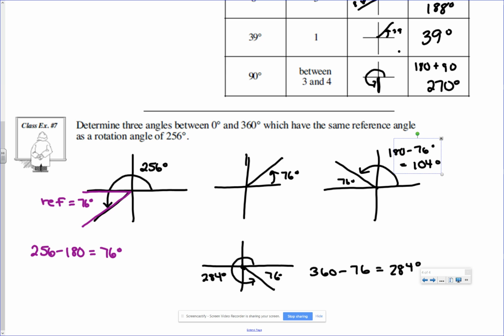For the homework, check the PDF file to see what questions have been assigned as practice out of your workbook, and make sure you know how to find a reference angle, and you can draw a standard angle.